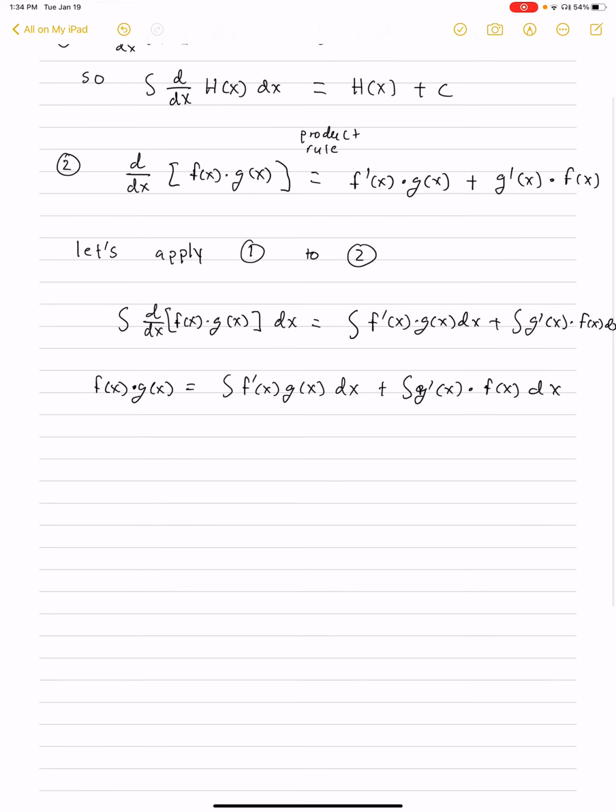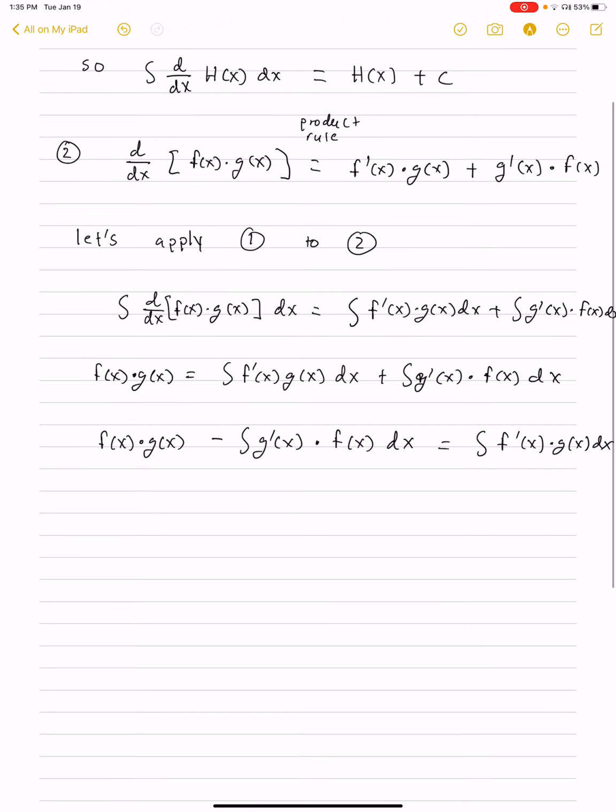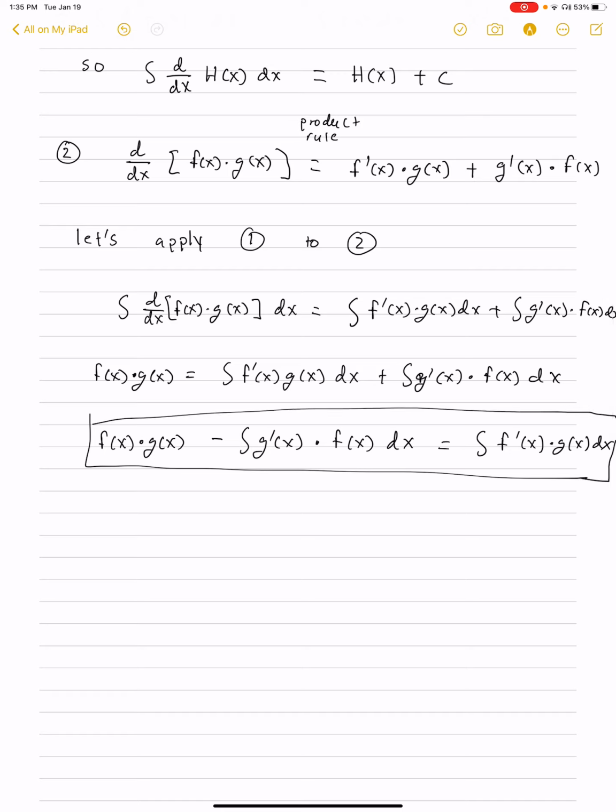Okay, and now I'm going to move one of the integrals over to the other side of the equation. And so this is going to be f of x times g of x minus this integral of g prime of x multiplied by f of x dx. And that's equal to this integral of f prime of x times g of x dx. This is the integration by parts formula.